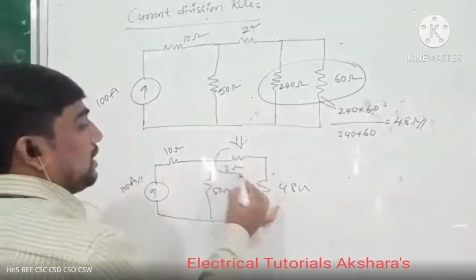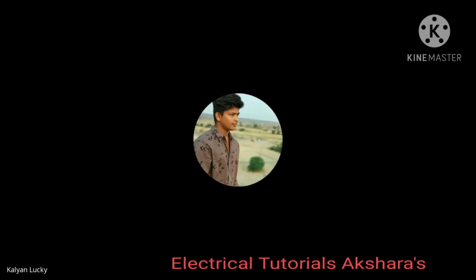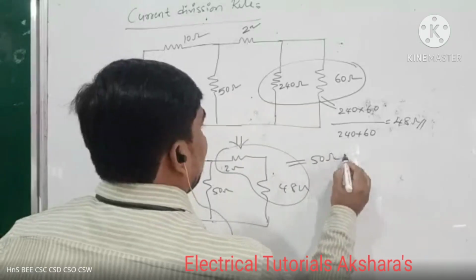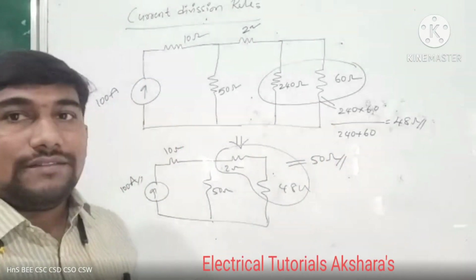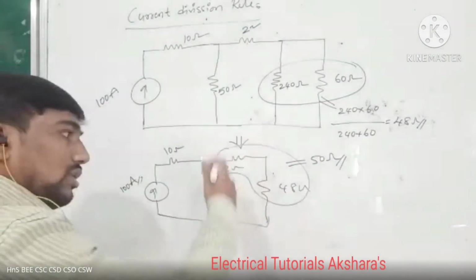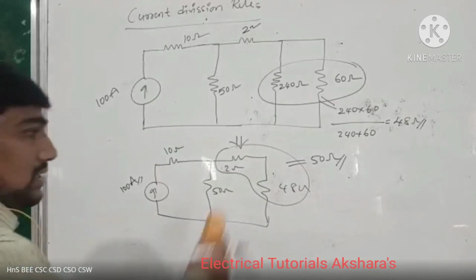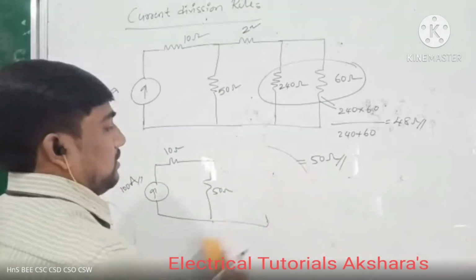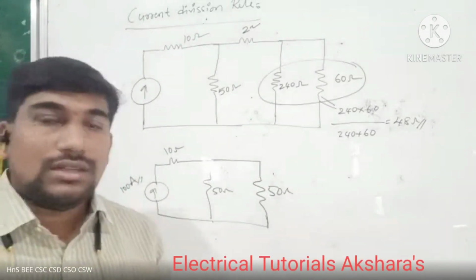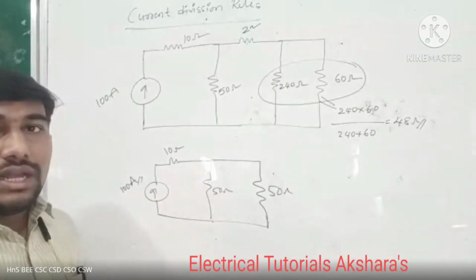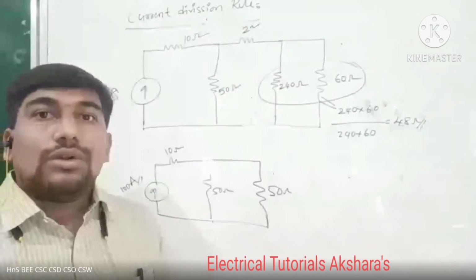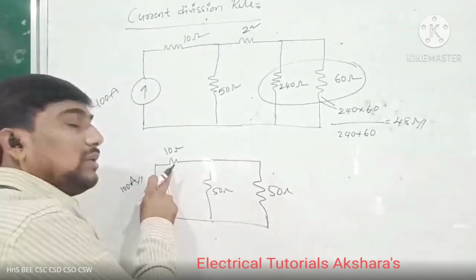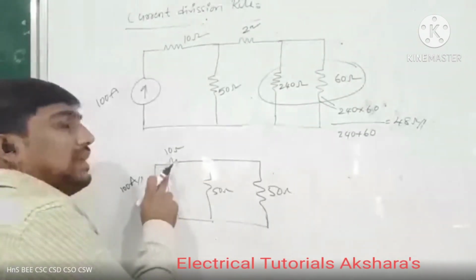Now these two are in series connection. Then we get 50 ohms. Now this circuit is converted into the next step, this one. We are applying the current division rule now, and in the current division rule we have only 2 resistors. This is not required because these both are in series connection. No need to find 10 ohms.